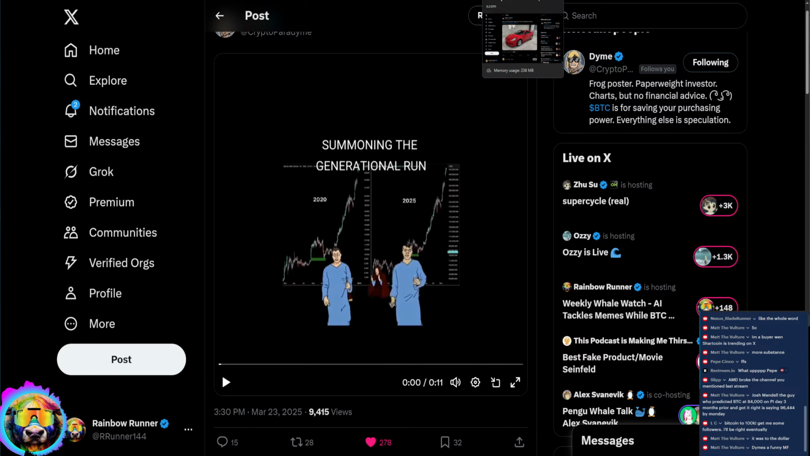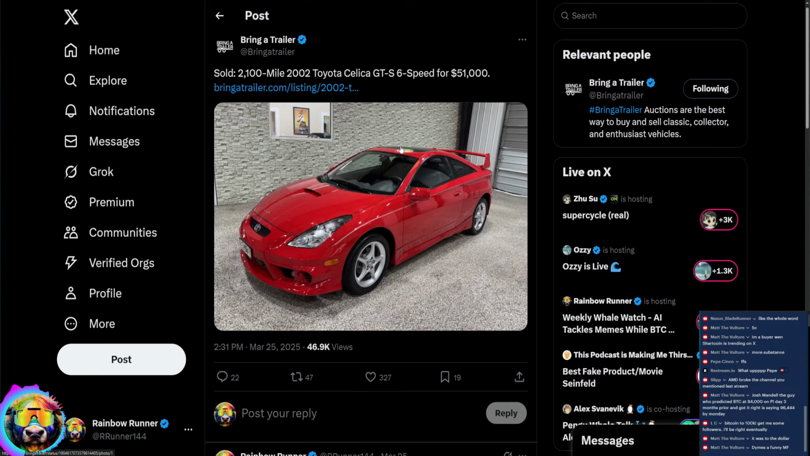Not that this is tax month or almost tax month, but pay attention. Bring a Trailer posted this week, and I about spit out my coffee. A 2002 Toyota Celica GTS sold for $51,000. 5 years ago, you could have got a turbo Toyota Supra for $51,000. This is crazy. These were never popular. First off, I just cannot believe this price it went for.